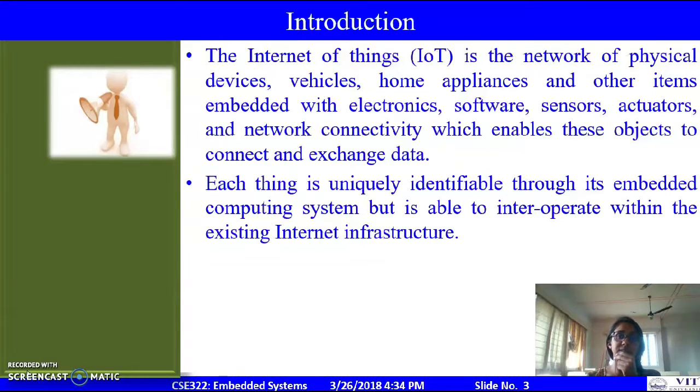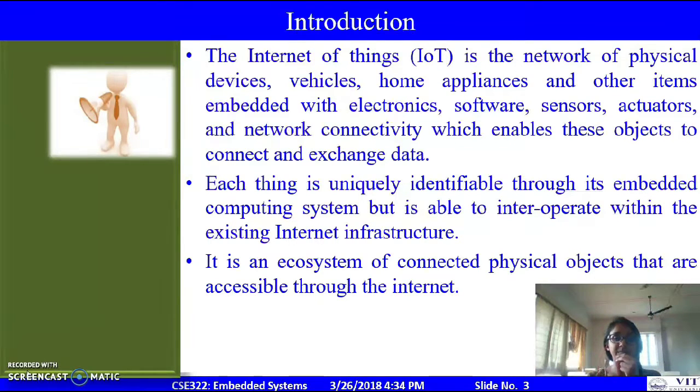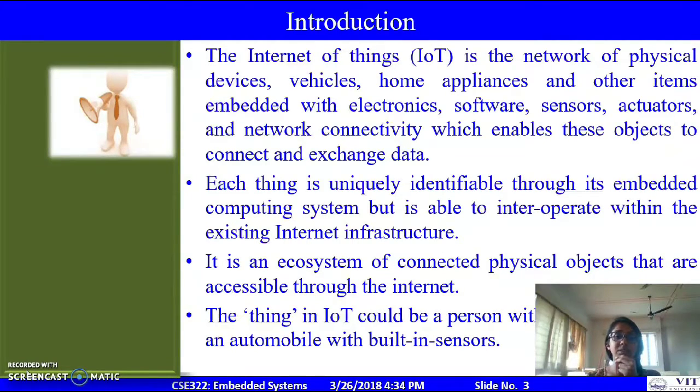The Internet of Things is a network of physical devices, vehicles, home appliances, and other items embedded with electronics, software, sensors, actuators, and network connectivity, which enables these objects to connect and exchange data. Each thing is uniquely identifiable through its embedded computing system, but is able to interoperate with the existing Internet infrastructure. It is an ecosystem of connected physical objects that are accessible through the Internet. The thing in IoT could be a person with a heart monitor or an automobile with built-in sensors.